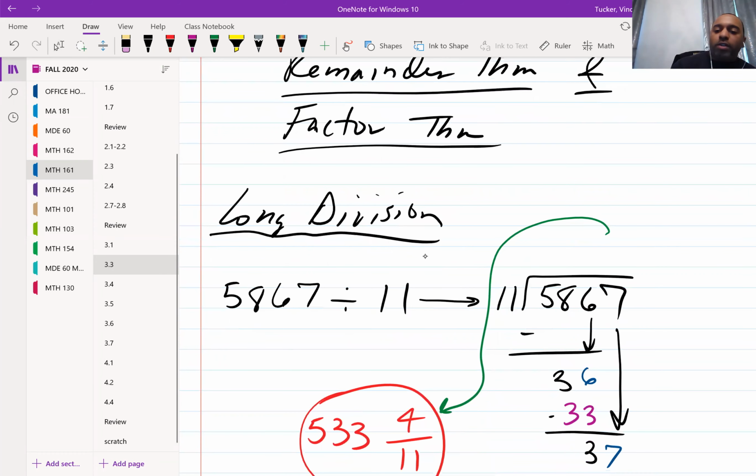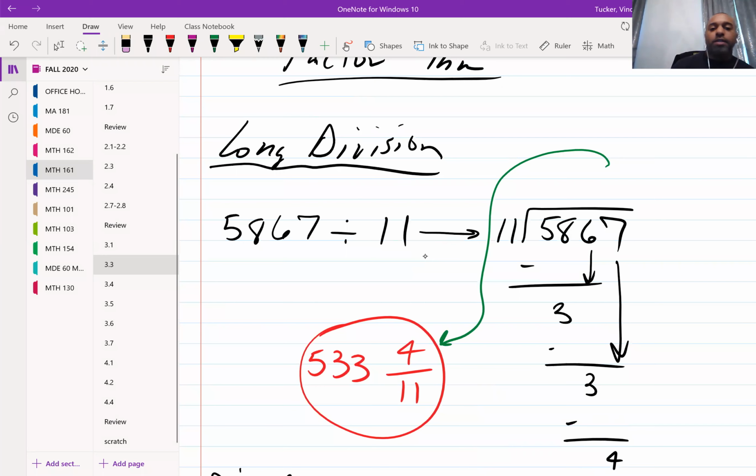So we're looking at the regular long division process. You have been exposed to it before. We're just talking about numbers, taking them, dividing them out. So I have 5,867 divided by 11. Notice you put the 11 on the outside of your long division bar, and on the inside, we put the 5867.